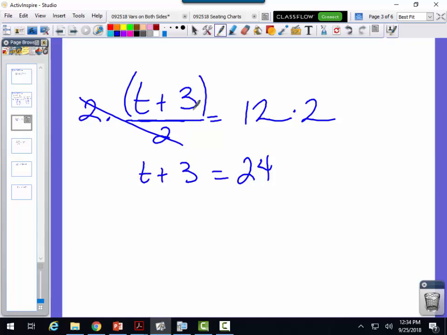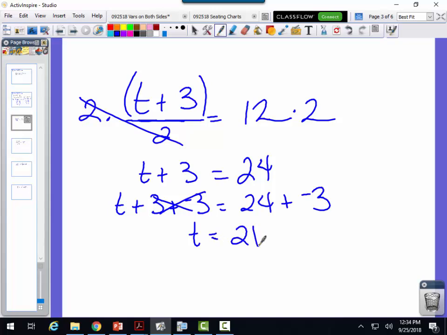But now since my parentheses dropped away, I do now have a plus 3 that I can get rid of. And we do that by adding its opposite. So t plus 3 plus negative 3 equals 24 plus negative 3. Okay, so my 3's go away, and I'm left with t is equal to 21.